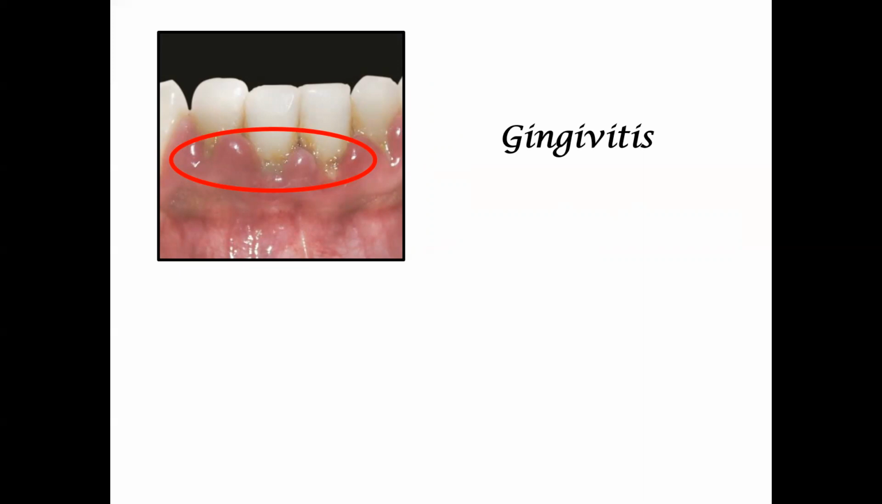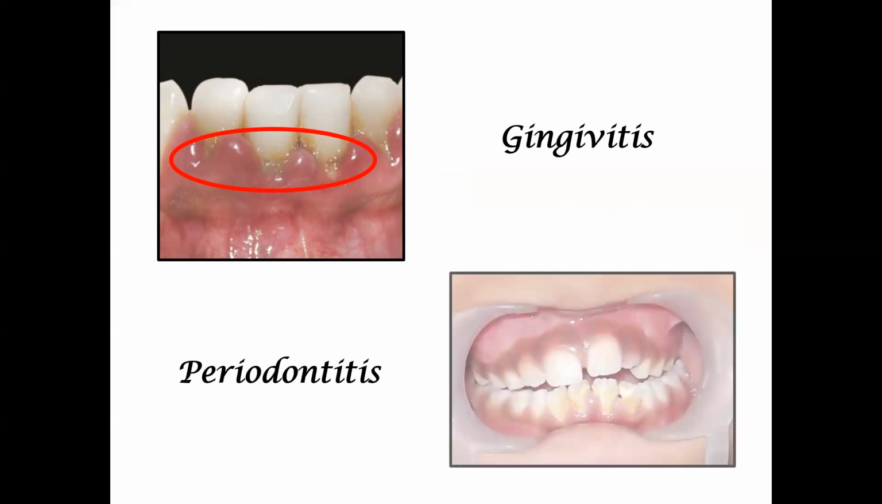Now, again, if you ignore this stage, then it evolves into periodontitis, which is the infection of the bone. As you can see in this picture, the gum has receded and the bone has dissolved in this region.